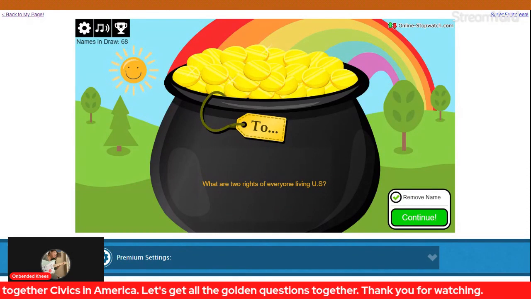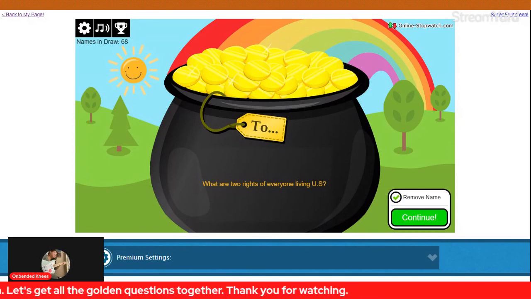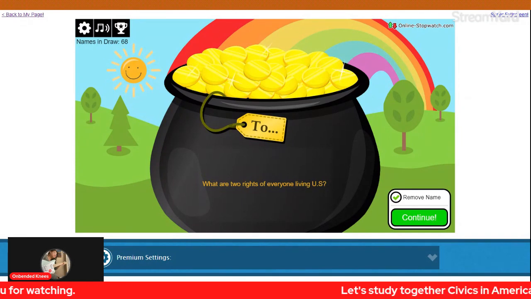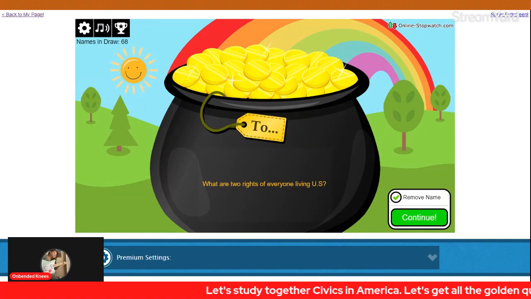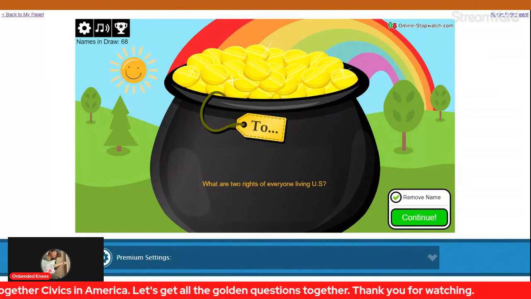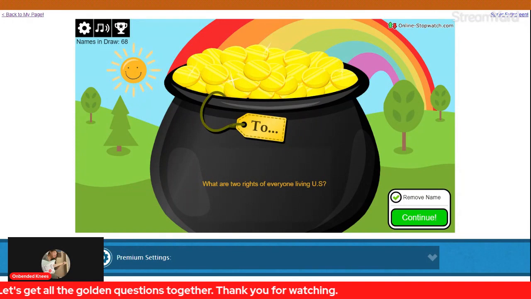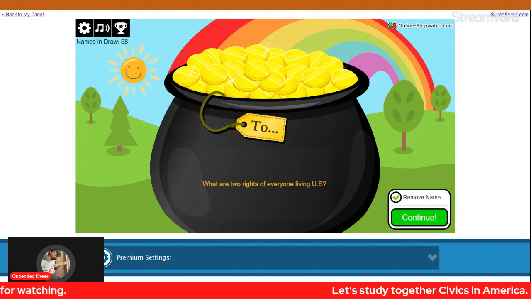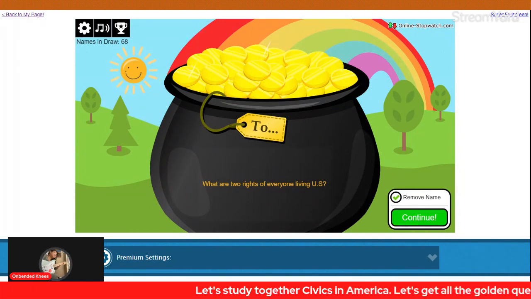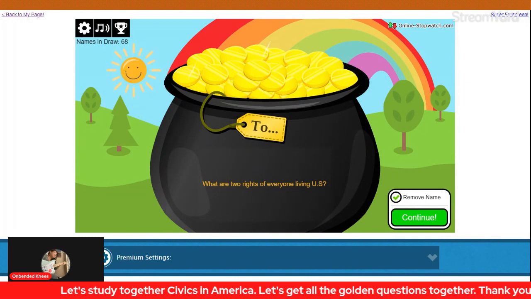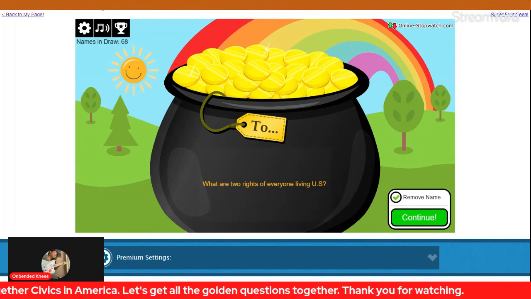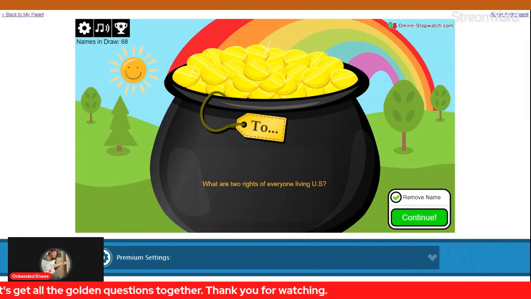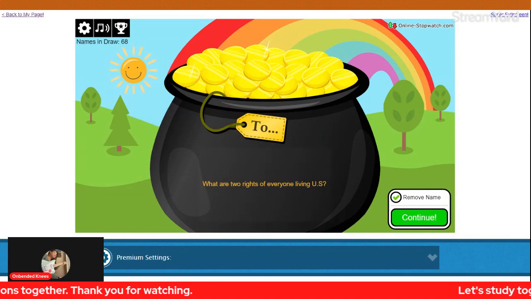Yeah, because in the Philippines I don't know if we have juries. I'm not familiar. So vote in a federal election, that's your responsibility and your right. The other responsibility is to serve on a jury. The other right is to run for federal office. Two rights of everyone living in the United States: that's in the Bill of Rights, freedom of speech, freedom of religion. I'm just repeating and repeating it in my brain so that I wouldn't forget.